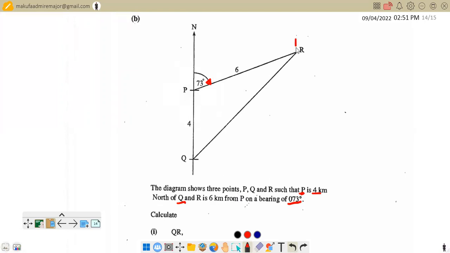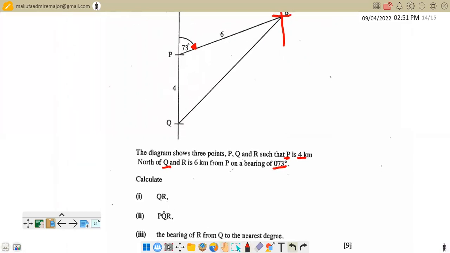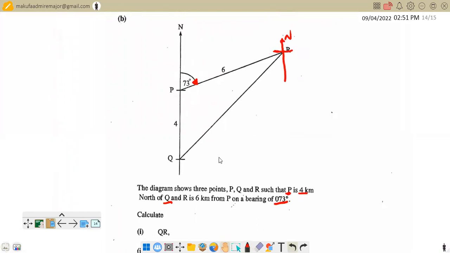So we know that at point R here, we are just going to have our north pole, something like that. We just indicate it, maybe you might need it. All right, that's the only information that you're given in the first equation. Calculate QR, that is the distance from Q to R. Remember, this is your point R here. So we need this distance from Q to R, okay?